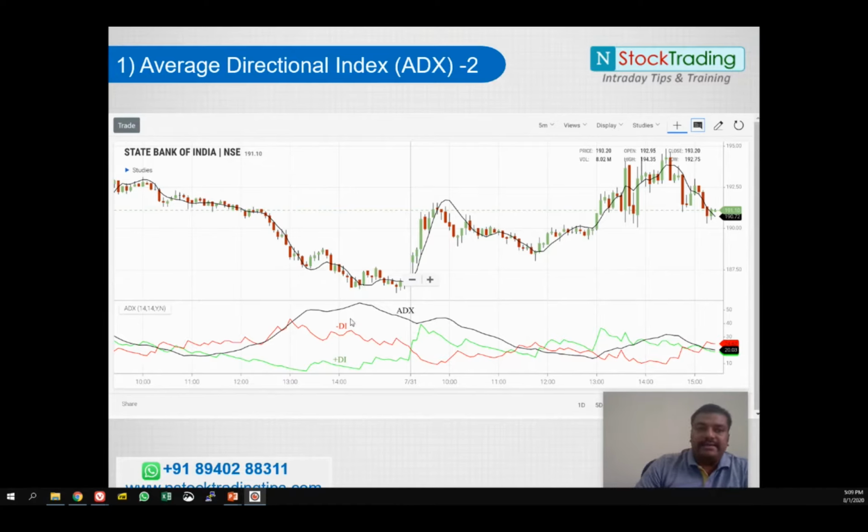Here, if you see, there are three lines. One is the black line, which is the ADX line, which tells us the strength. And then we have the red line, which is the minus directional indicator. And then we have the plus DI. So we have minus DI in red, plus DI in green, and then the ADX in black. So ADX tells us basically the strength of the particular trend. Okay, so this is the basis of ADX, wherein you have three lines: the black line, the red line, and the green line.